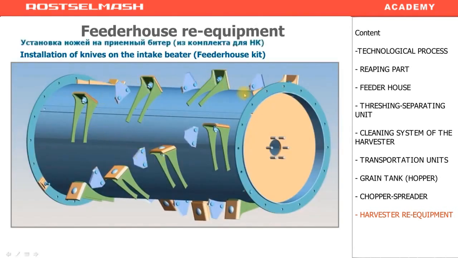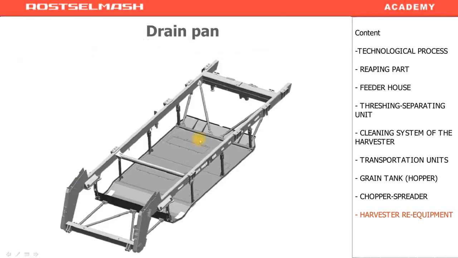Additional segments from the kit are installed on the intake beater of the feeder house. A special drain pan is installed to protect the cleaning fan cover and the auger unit from damage, because harvesting rice is normally done in difficult conditions on humid soil.